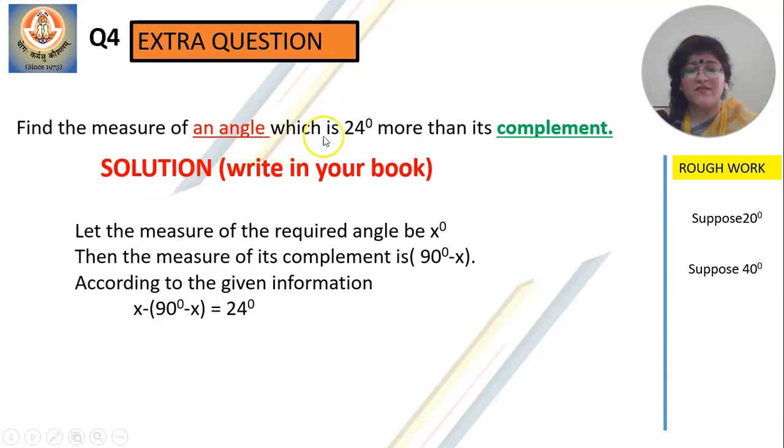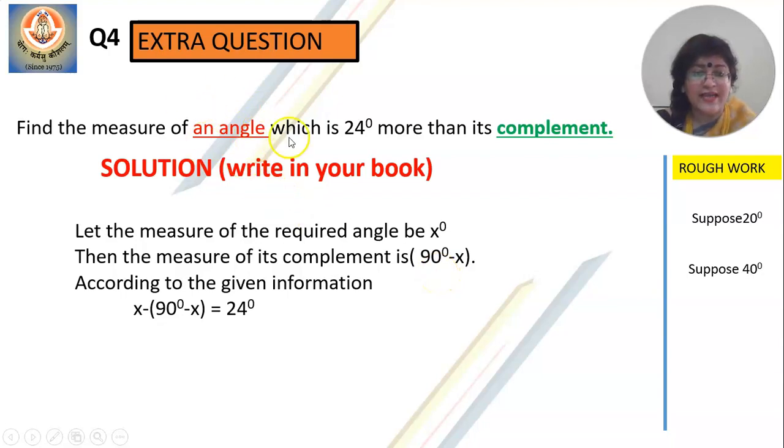Find the measure of an angle which is 24 more than its complement. If you find it confusing, all you have to remember is you don't know what the angle is. I have highlighted this. Let the angle be x. So if the angle is x, your next step is, okay, we are talking about complementary angles. So the complement of x is 90 minus x.